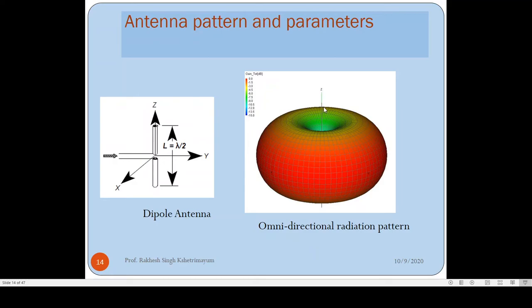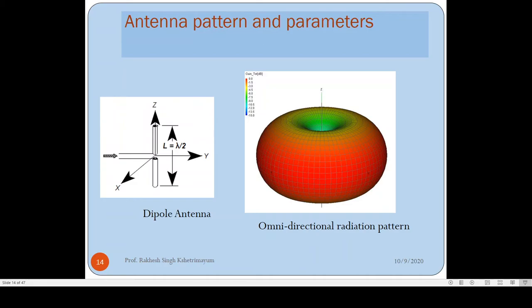So if you look at this pattern in the XY plane, it's always a circle. There is no variation of field with respect to phi. But if you look at the field in the XZ plane, you have maximum radiation when theta is equal to pi by 2, minimum radiation when theta is equal to 0. It looks like an 8 shape. So you have a directional pattern in the E plane and a non-directional pattern in the H plane. Such kind of radiation patterns are called omnidirectional radiation patterns.